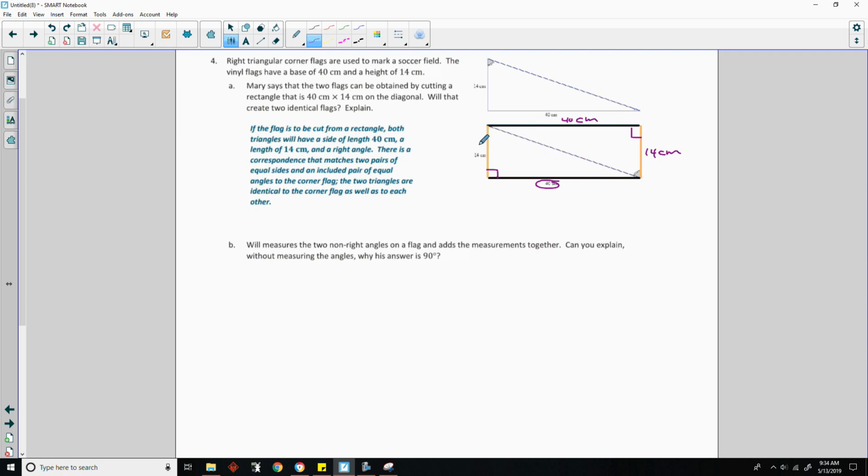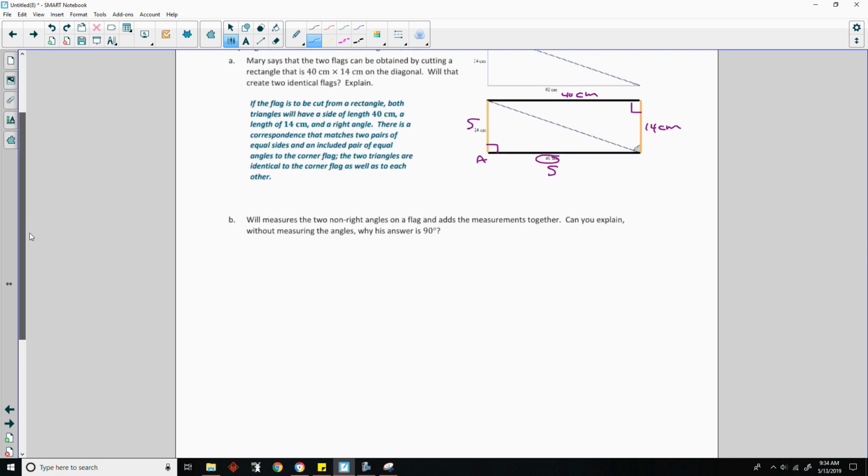So we now have a side, an included angle, and a side. There's other ways we could have proved this as well. Okay, so there is a correspondence that matches 2 pairs of equal sides and an included pair of equal angles to the corner flag. The 2 triangles are identical to the corner flag as well as to each other by side angle side. All right, B.